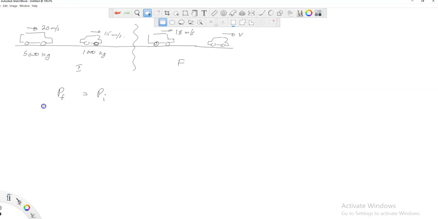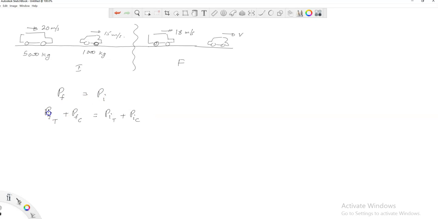So we can say P, come on, momentum final of the truck plus momentum final of the car is equal to momentum initial of the truck plus momentum initial of the car. Now you guys don't have to write all of these, you can directly go into the numbers, but just because this is the first time, I will explain each and every step.